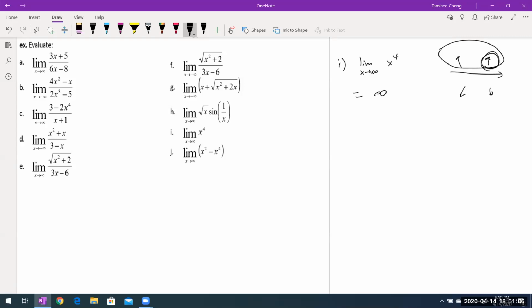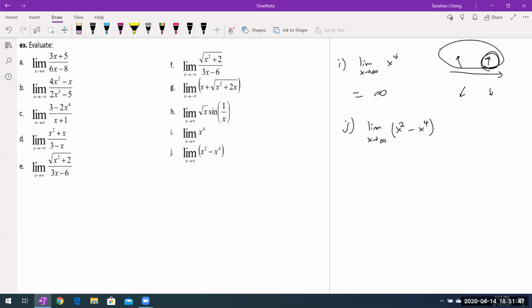And for the J part, the limit as x approaches infinity of x squared minus x to the 4th power. Right here, a lot of the mistake is simply saying that, looking at this part, there's an even exponent, and this is also an even exponent, so we're going to talk about infinity minus infinity, and that's 0. No, that's wrong, because the limit is approaching differently for each part, x squared and x to the 4th. So we don't know these infinities are the same number.